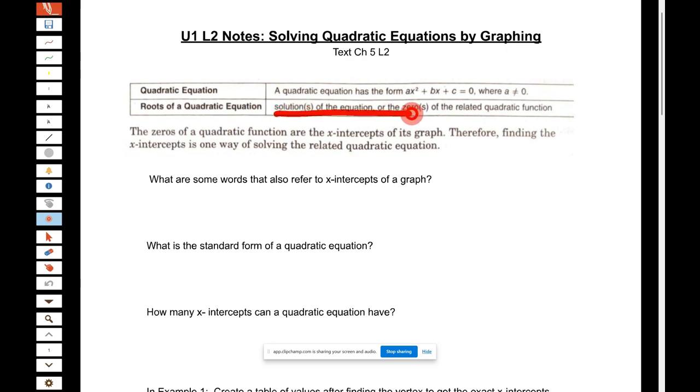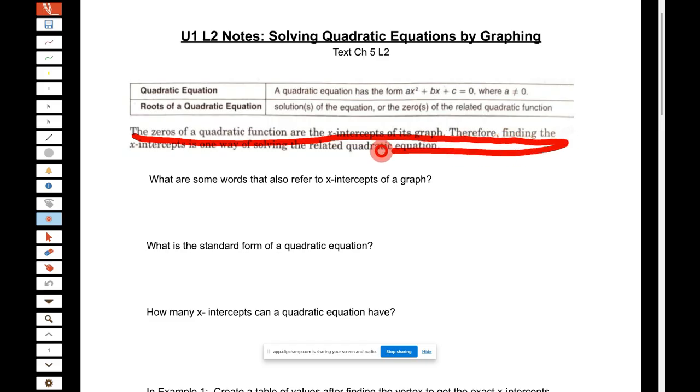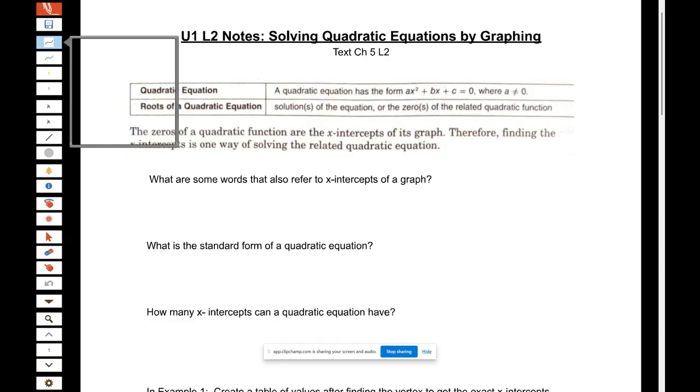The solutions of the equation are the zeros of the related function, so the x-intercepts. The zeros of a quadratic function are the x-intercepts of its graph. Therefore, finding the x-intercepts of one is one way of solving the related equation. We're going to solve without using techniques like the quadratic formula or factoring like you did in Algebra 1, but we will be getting to that very shortly, and also building on what you learned in Algebra 1.